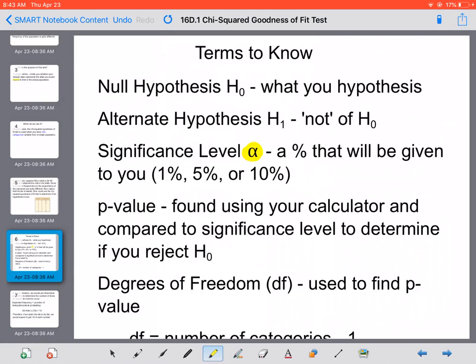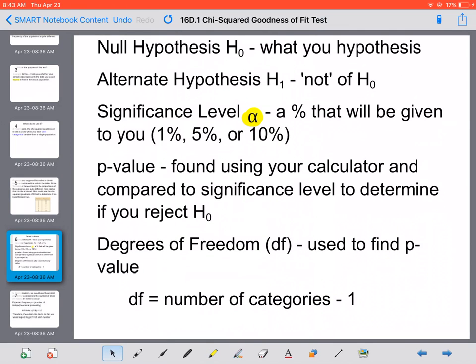Your degrees of freedom is going to be used to find your p-value. Your degrees of freedom is going to be the number of categories that you have minus 1. That degrees of freedom is going to help us find our p-value so that we can compare that to our significance level, which again is given to us, and then that will determine if we will reject our null hypothesis or not.